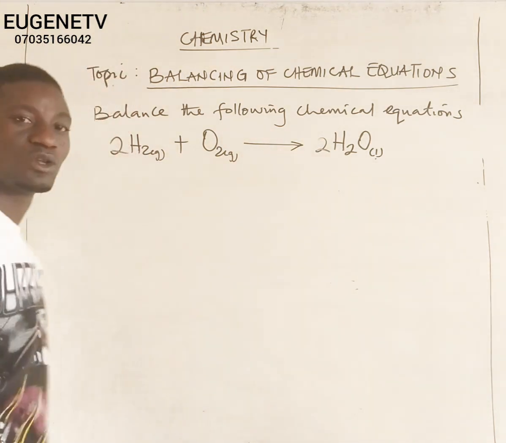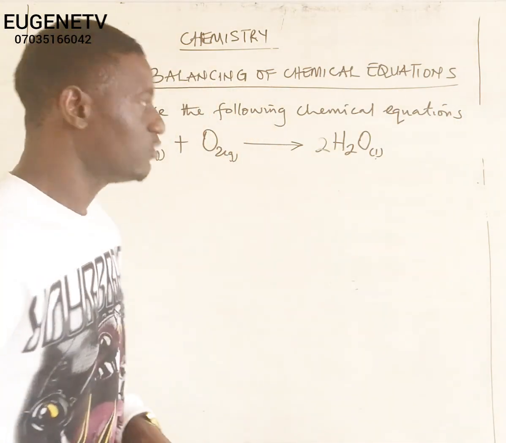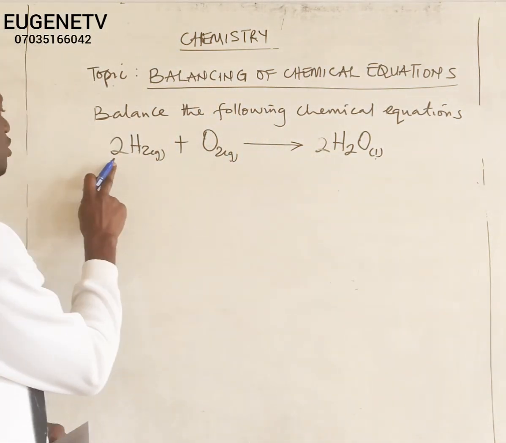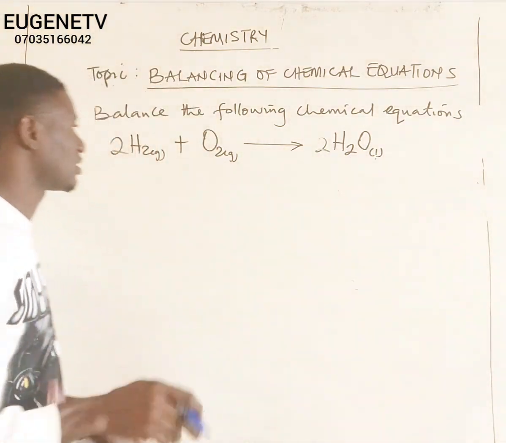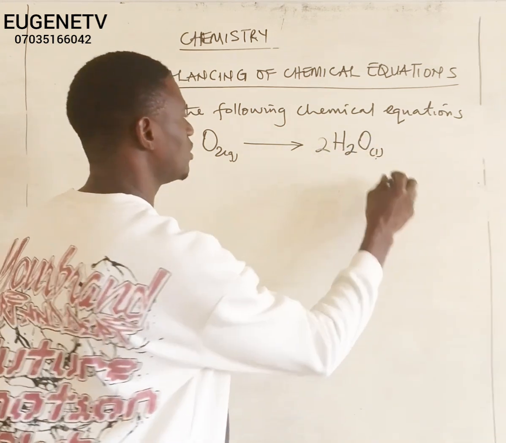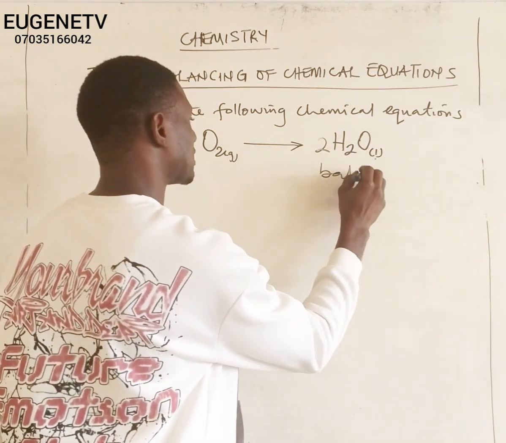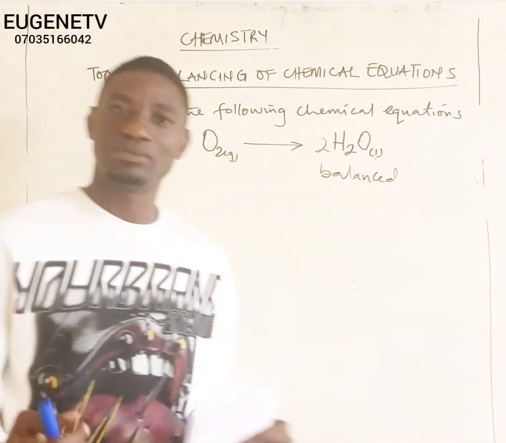So let us do our atom count and confirm, to be certain, if the equation is balanced. The number of hydrogen on the left hand side is 4. On the right hand side is 4. Hydrogen is balanced. For oxygen, we have 2 oxygen, and on the right, we have 2 oxygen. So this equation is balanced. Are we following our simple step?